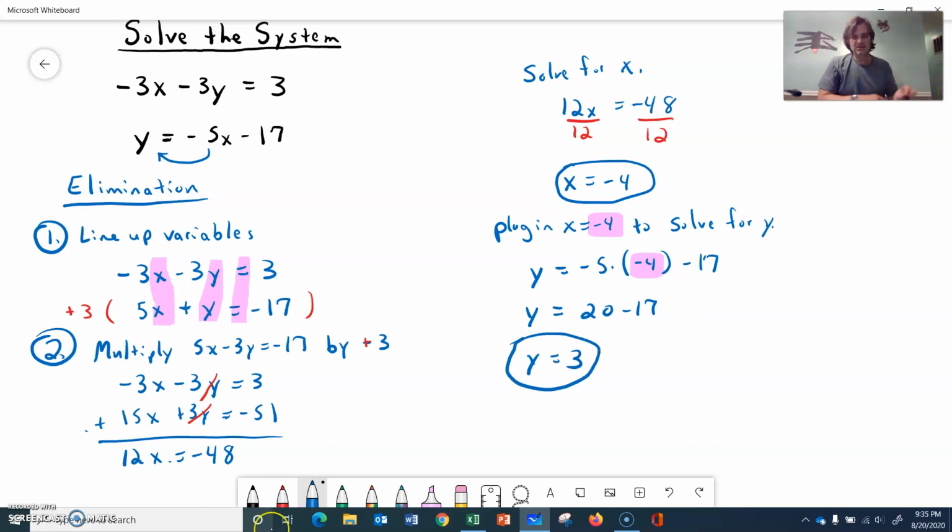All right. So we got the same answer using elimination and substitution. The methods are a little bit different, but that's the idea. We can use either method to get what we want. Sometimes one way is a little bit easier than the other.